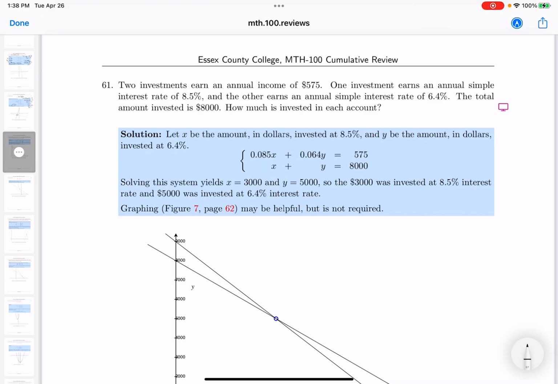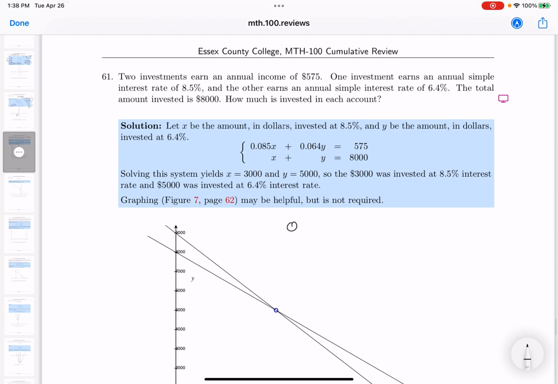Okay, this is a word problem. It says two investments earn an annual income, so it's simple annual interest at this point. It says one investment returns an annual simple interest of 8.5%. Well, 8.5% is 0.085. I'm going to say the first investment is X, so X is what's being invested at 8.5%.